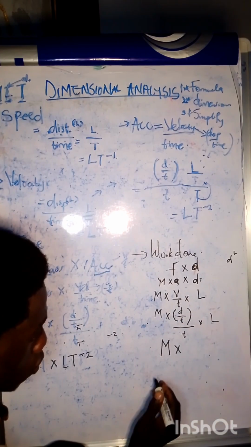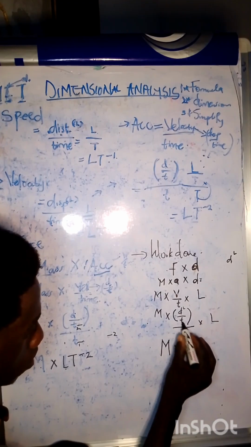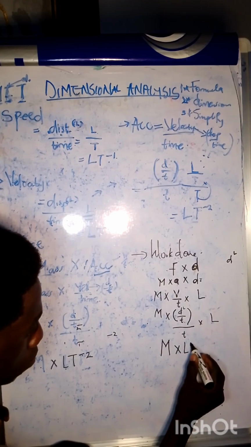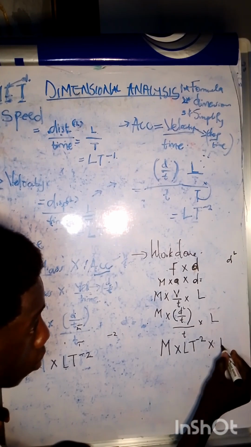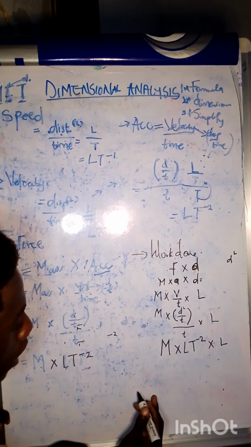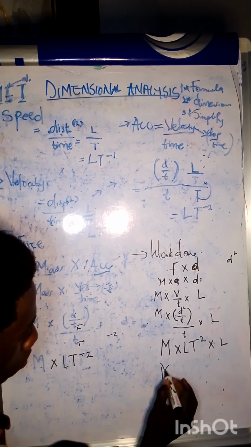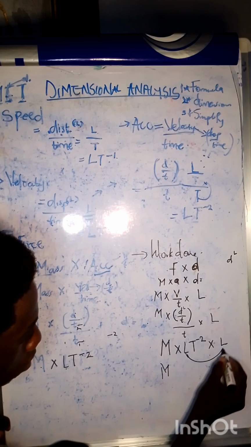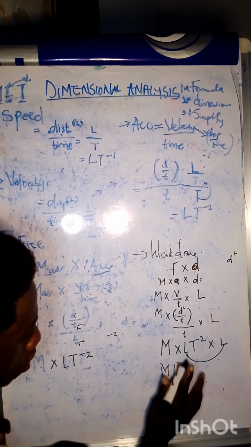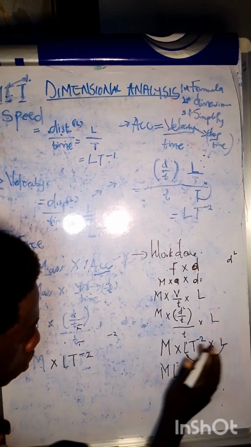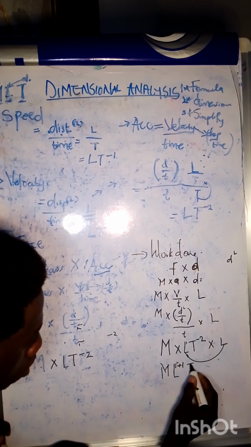Are you with me? D is given as L now. When the 2 t comes up, what did I say would happen? That would be t raised to the power minus 2, then multiplied by your L, multiplied by your L. Then with your normal indices, that means your L will become 2, from 1 plus 1. Then just write your T minus 2.